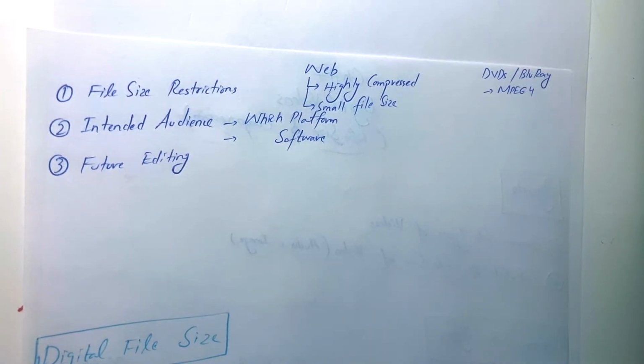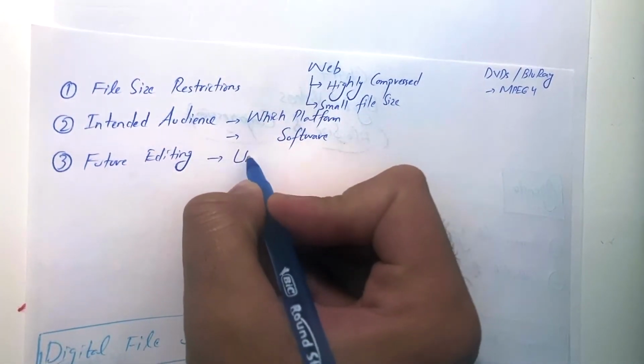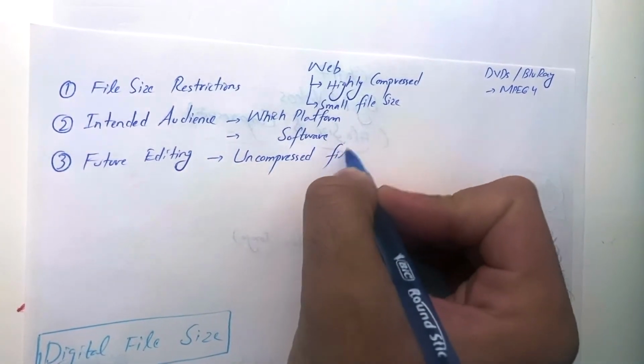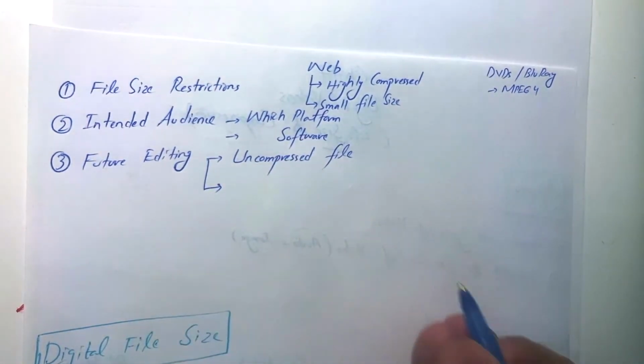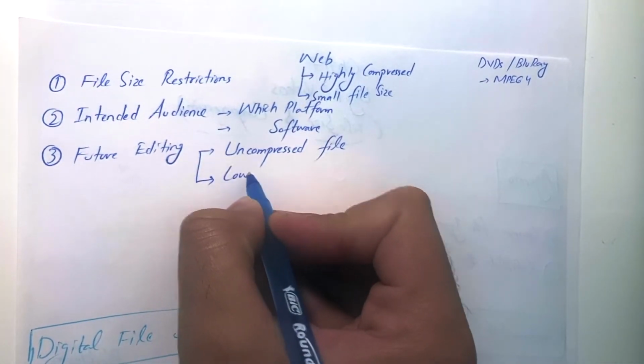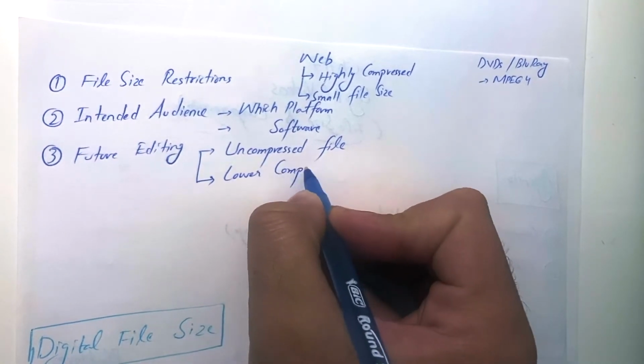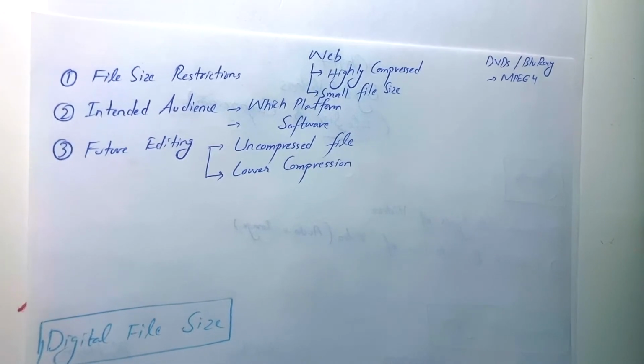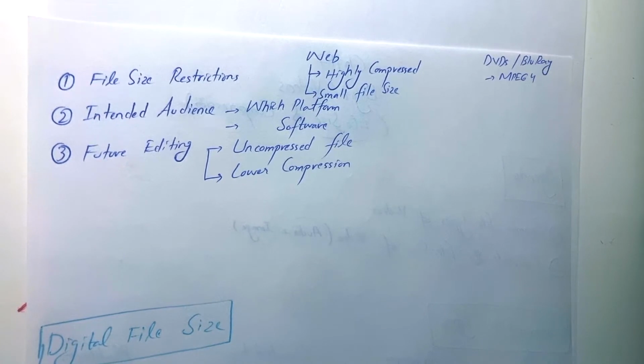And again, another characteristic, that is future editing. If the video will be further edited, we have to use the uncompressed file, like the original source file. Or we will use a file which has had lower compression applied. If lower compression has been applied, or the file is uncompressed, that's going to be the best fit for future editing. So these are basically the three characteristics. While video editing, these three factors are considered to decide or create the file type.